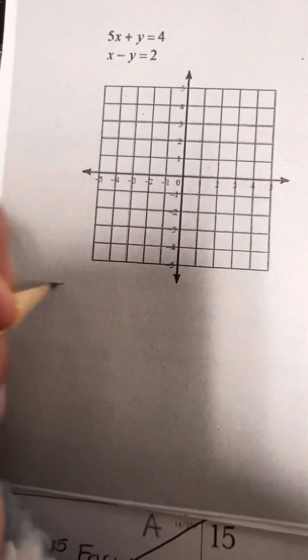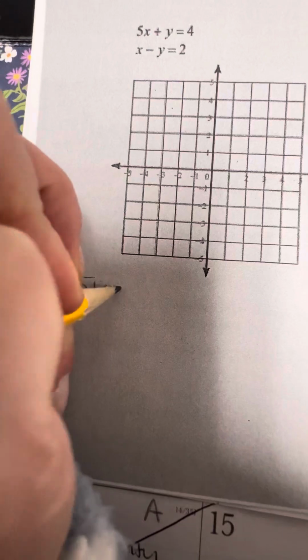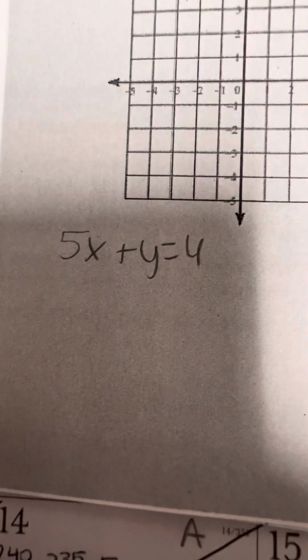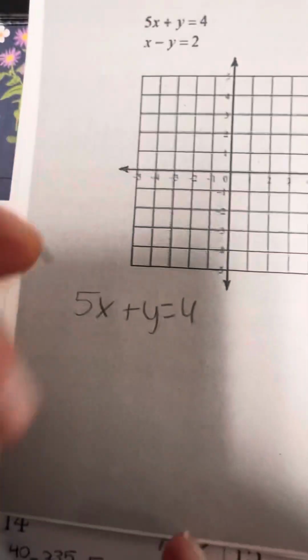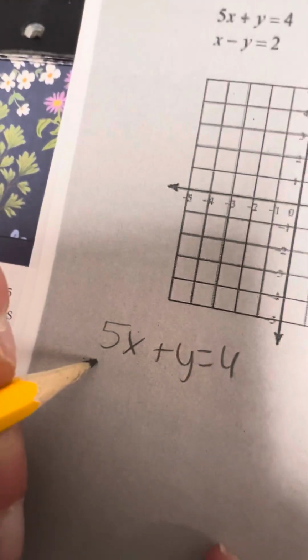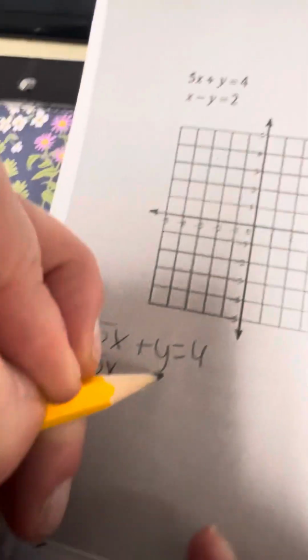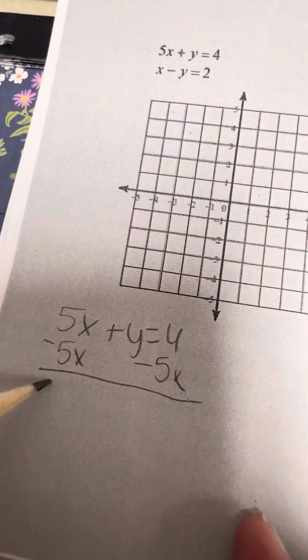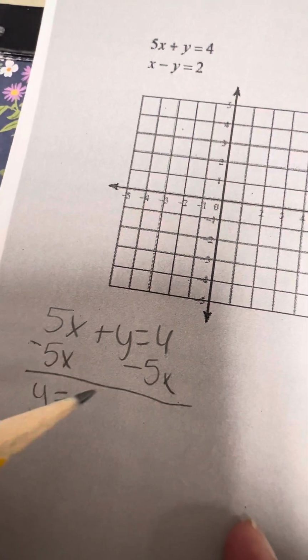So I'm going to start off by putting 5x plus y equals 4, and we're going to rearrange this equation to get y by itself. So I'm going to subtract 5x on this. And we are going to get y now by itself. So y is equal to negative 5x.